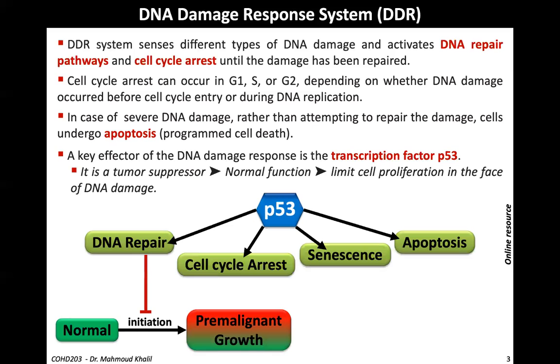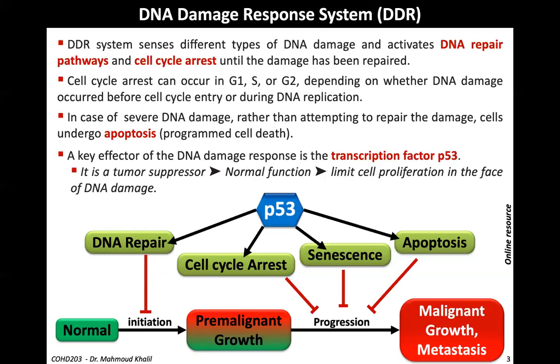As well, p53 controls and promotes three other processes, which are cell cycle arrest, senescence, and apoptosis. And these three processes are very important in the next step in the progression from the pre-malignant growth to the malignant growth and the metastasis. So any abnormality in this diagrammatic sketch will lead to metastasis in cancer.